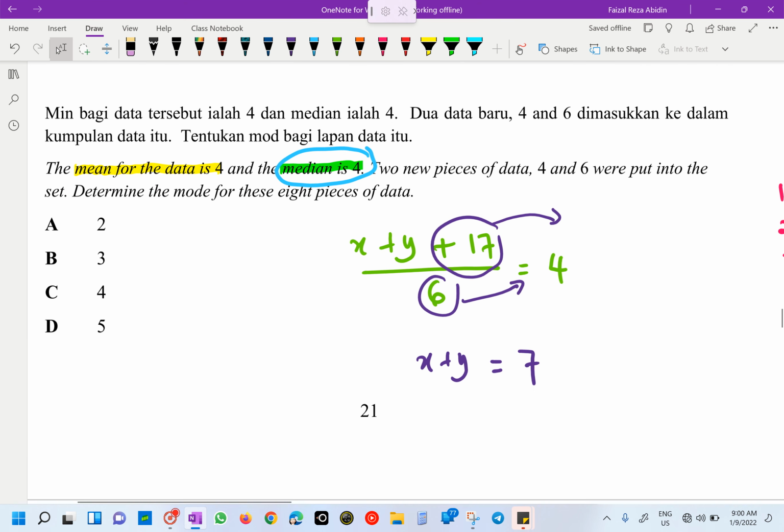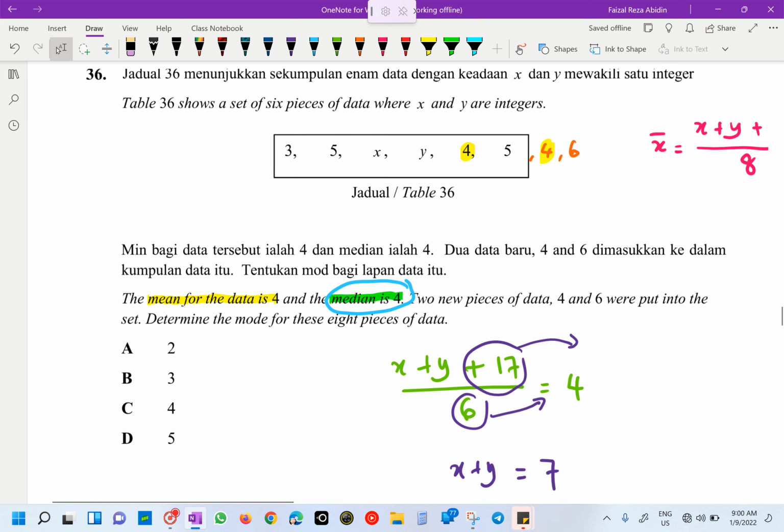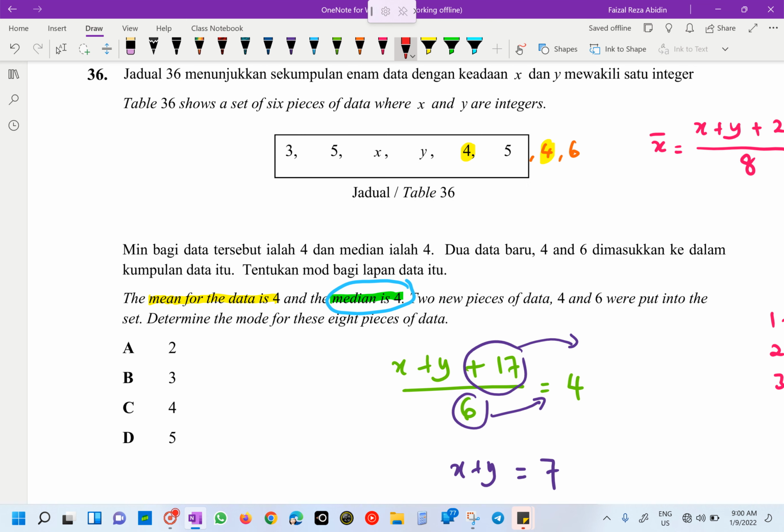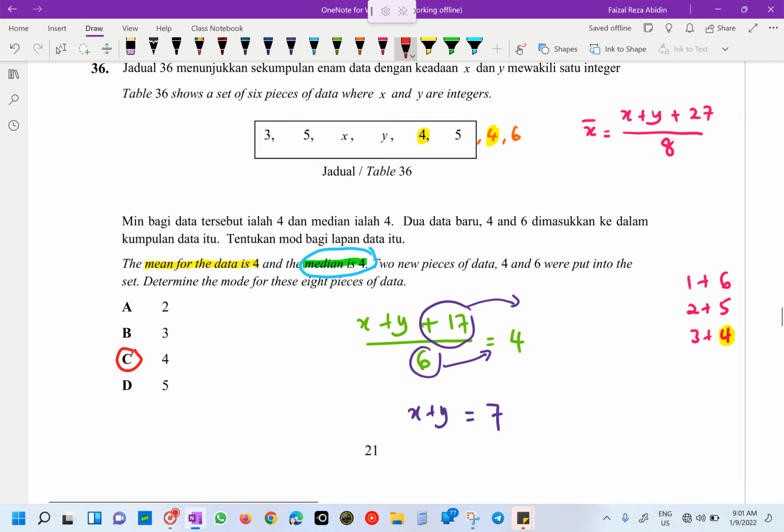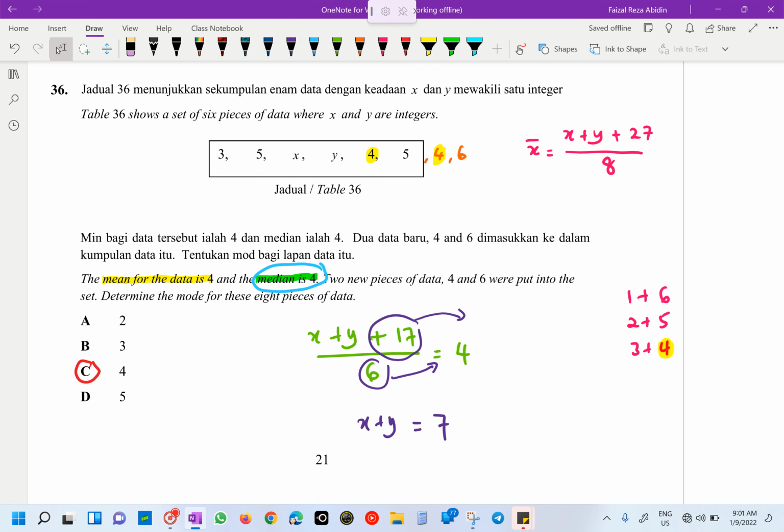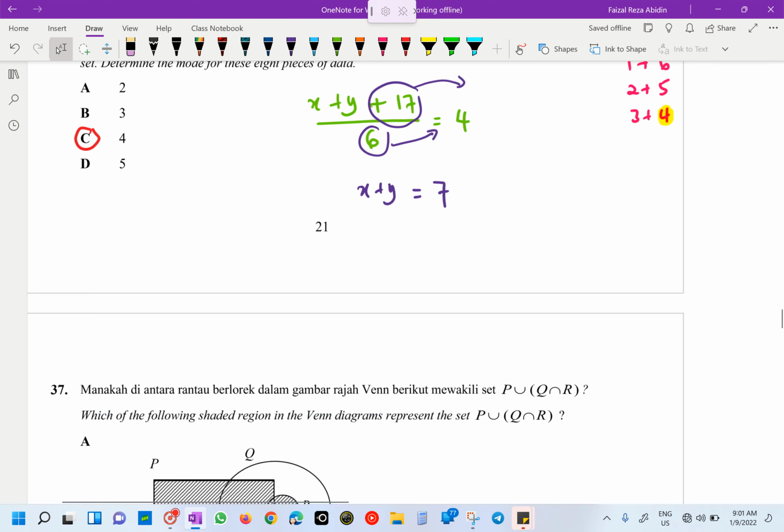Okay. Ha, baru nak bagi bonus eh. Okay, so the answer will be? C. Yes. Boleh kelas? Okay.